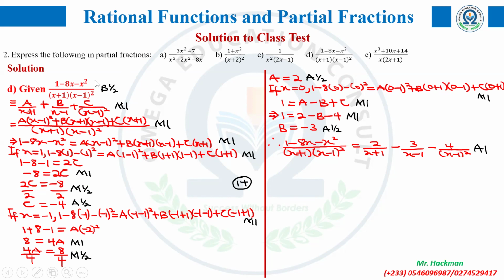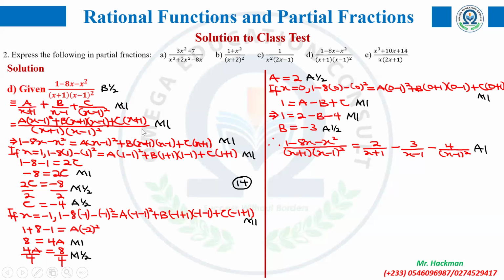Now, once it's proper, I go straight away to the denominator. This is a linear factor, which is not repeated. This is also a linear factor, repeated. None of them is factorable, though one is repeated. So I can write the identity straight away. It will be A over x plus 1, then B over x minus 1, plus C over x minus 1 squared.